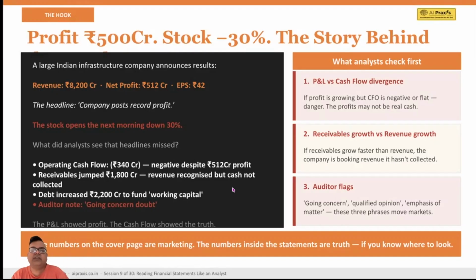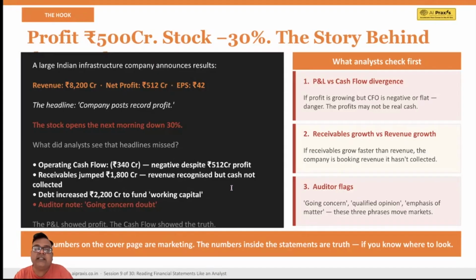Now let's pull all the pieces together. Profit of 512 crore looks good. Cash flow is negative. Receivables are very high. Debt is increasing. The auditor is signaling. Ask yourself, is this company actually healthy? The answer is clearly no. And that is exactly what the market understood. That is why the stock crashed 30%.